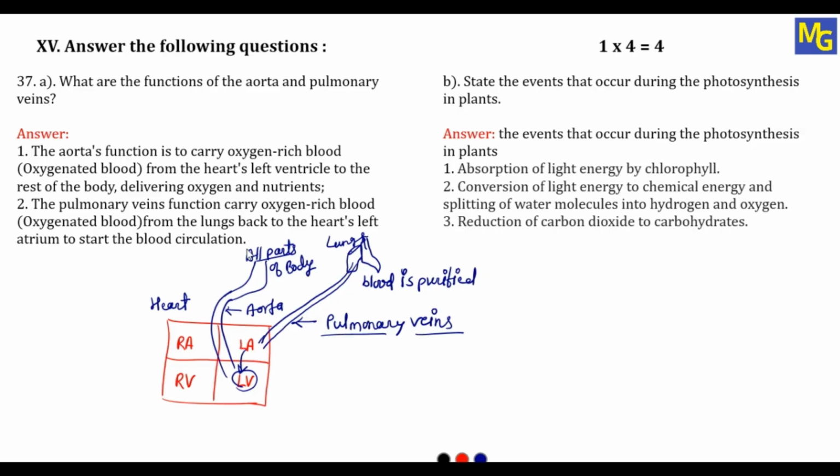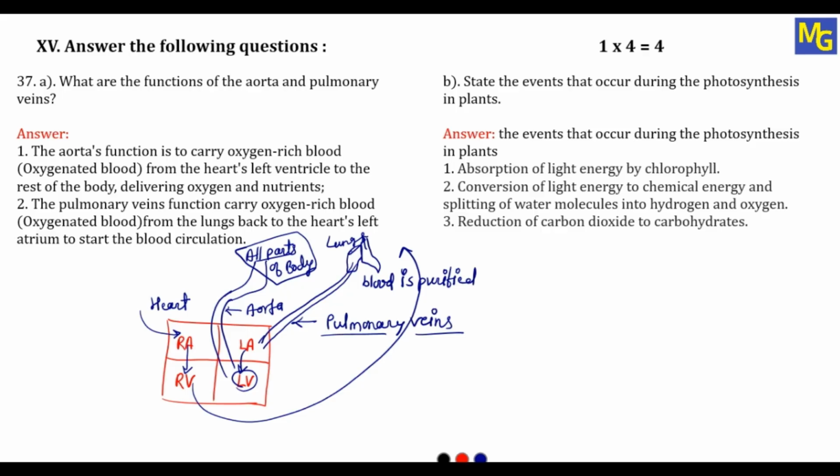So once it goes to all parts of the body, here in the cells again exchange of gases takes place and the blood becomes deoxygenated, and this deoxygenated blood again comes back to the right atrium. It will be forced to right ventricle, and from here pulmonary artery will carry this blood again back to lungs. Here it will be purified and the process repeats once again. So this is the role of heart. I hope you understood this answer. That is question number 37A.